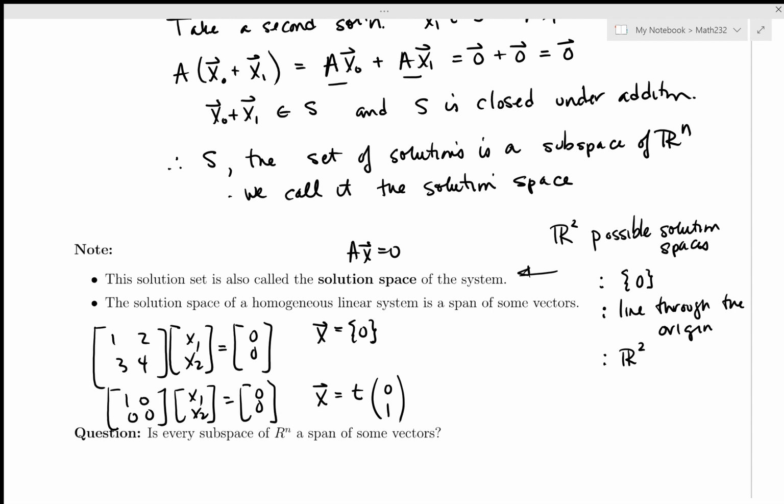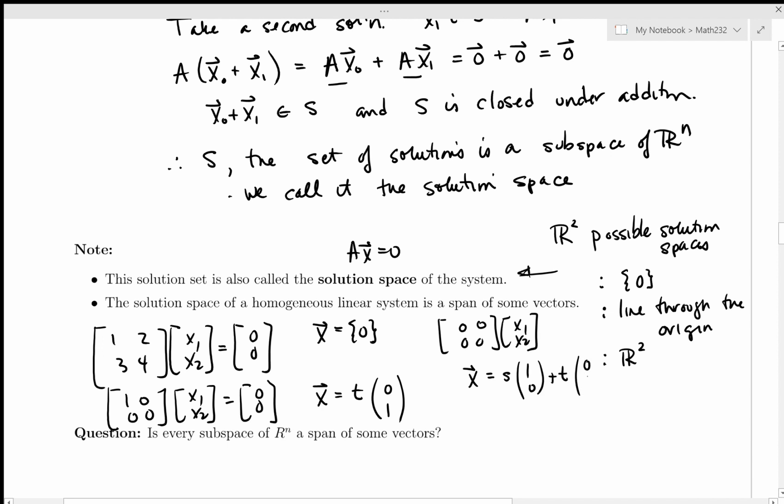That's a possibility. And then we have another type of possibility, where both variables are free, and so we would have s times (1, 0) plus t times (0, 1), and the span of that is Rn. So it's a span of some vectors. We've got this possibility and this possibility. Is every subspace of Rn a span of some vectors? The answer here is yes.